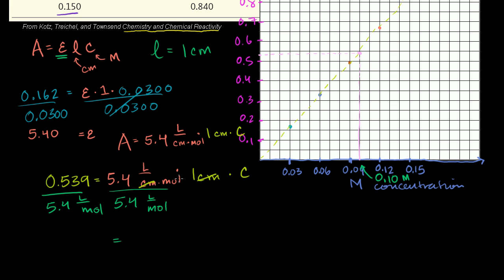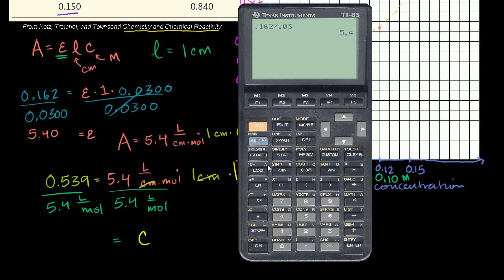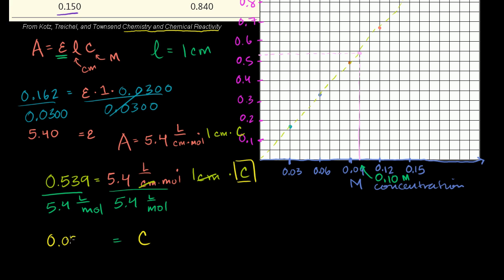And what do we have? On the right-hand side, all of this business is going to cancel out. We're just going to have this concentration left over. So our concentration is equal to, let's figure out what this number is. 0.539 divided by 5.4 gives us, well, this was actually 5.40, so we actually have 3 significant digits. So we could say 0.0998. And then if you're dividing by liters per mole, that's the same thing as moles per liter.